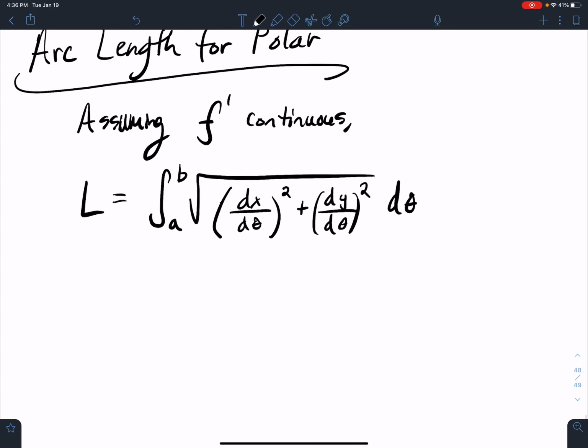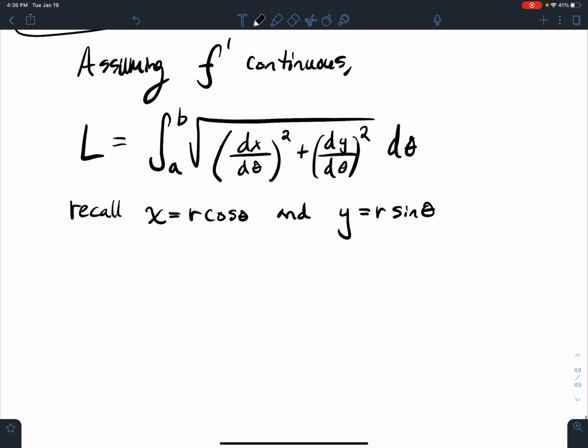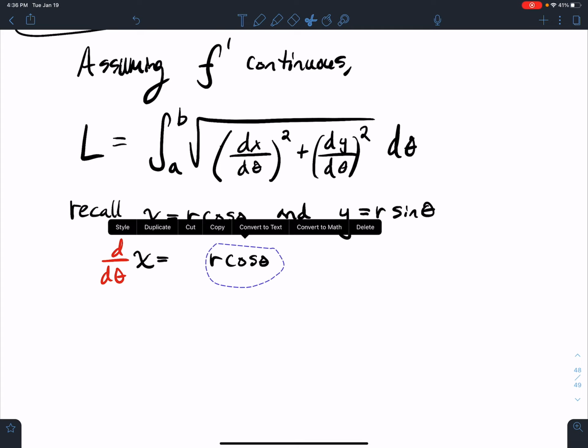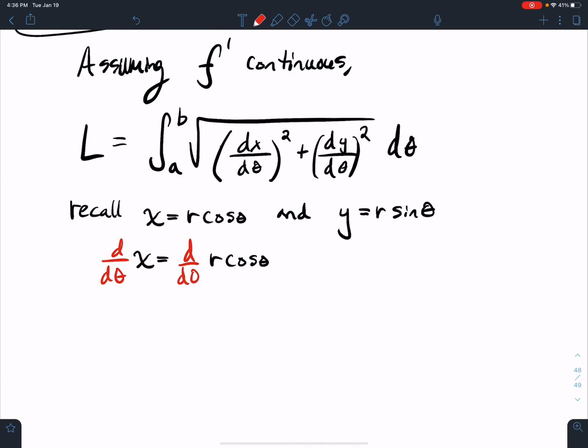Now, how do I even get x? Or how do I get y? Well, recall that x is equal to r cosine theta and y is equal to r sine theta. Okay? So if I'm going to take the derivative of this with respect to theta, we'll do it on both sides.